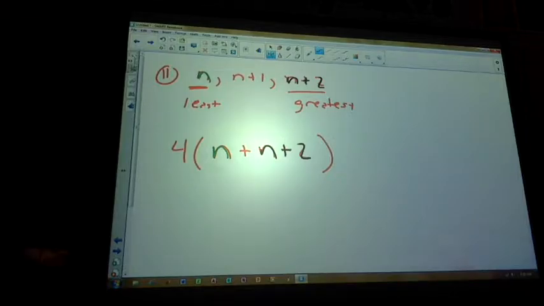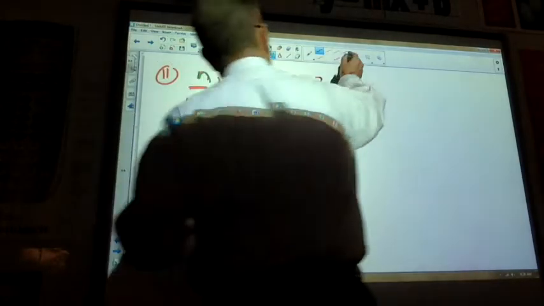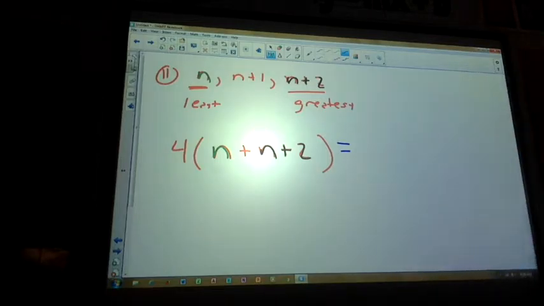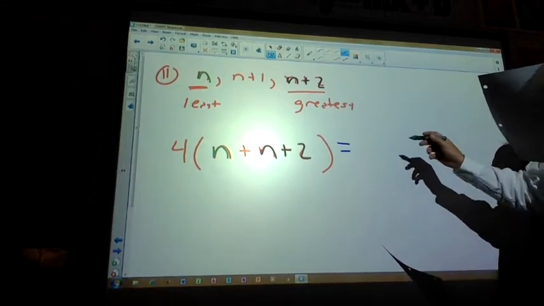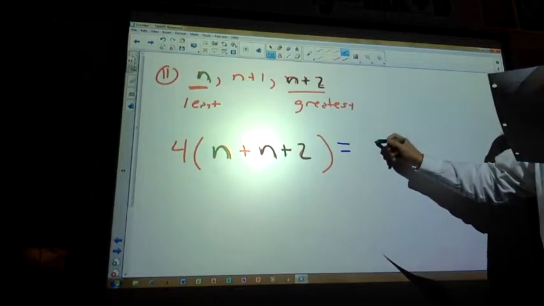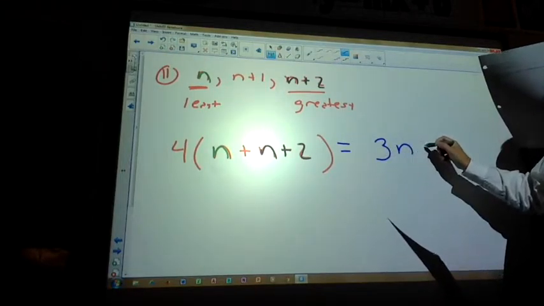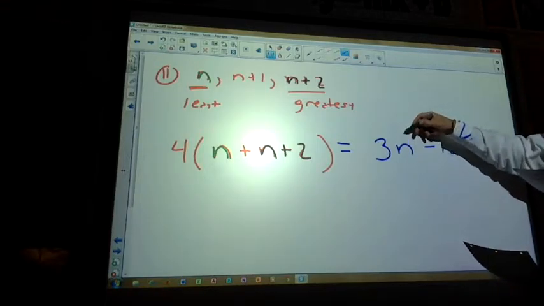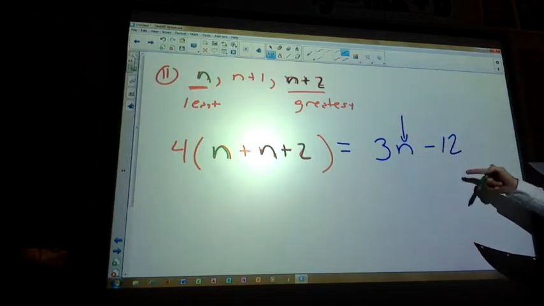So 4 times the sum of the least and the greatest integers is, well, is means equal in math, 12 less than 3 times the least integer. What's the least integer? I want 3 times the least and 12 less than that. Okay, the least integer is n. We want 3 times that. We want 12 less than that.